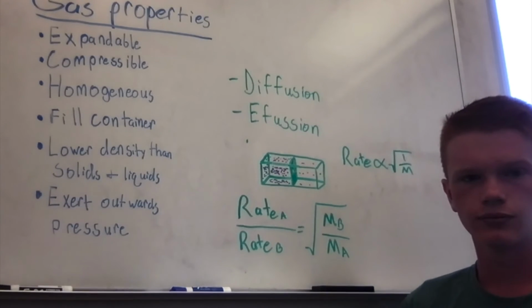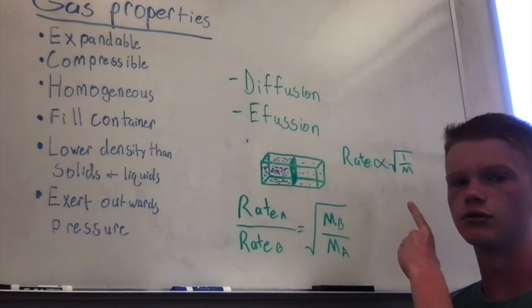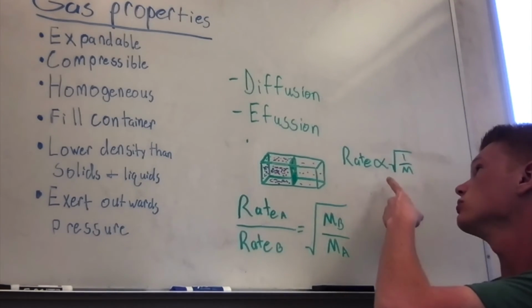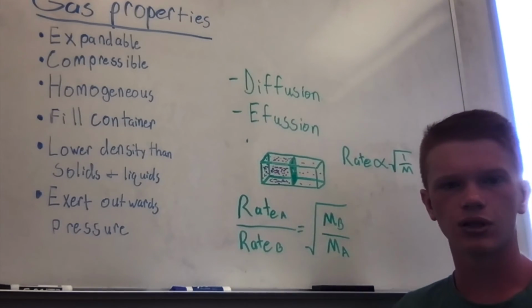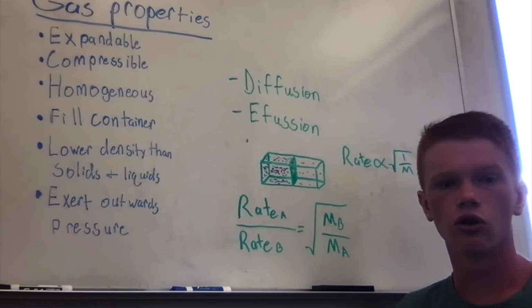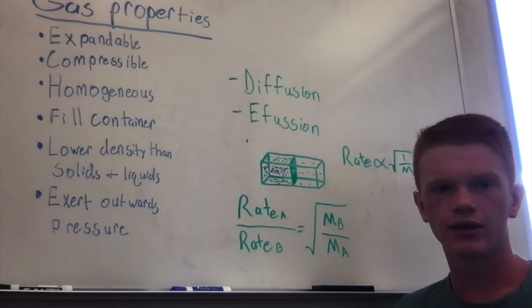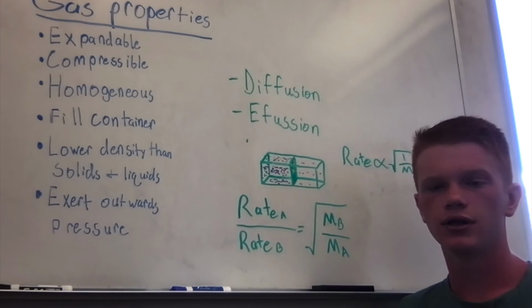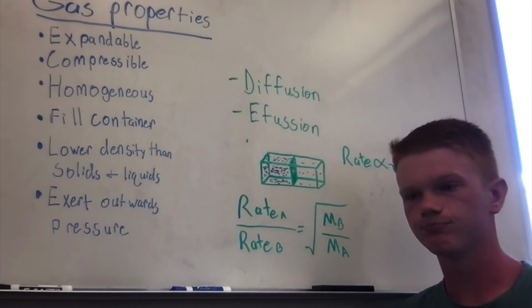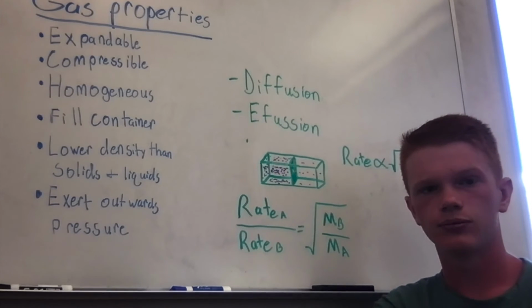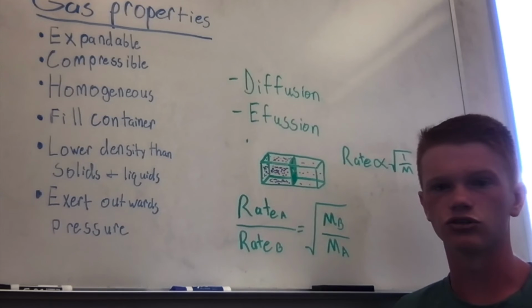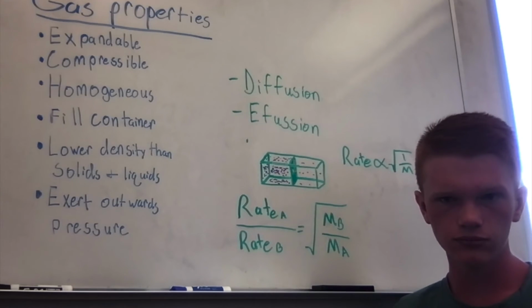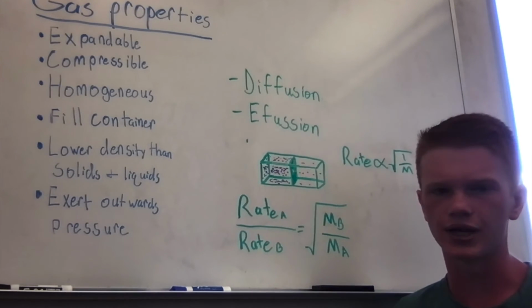So this also means that the rate of effusion or diffusion is proportional to the square root of 1 over M. So this implies that if you have a larger molar mass, then the rate of effusion or diffusion is smaller, which means it travels slower. So there are fewer moles of that substance per second traveling from one side to the other.